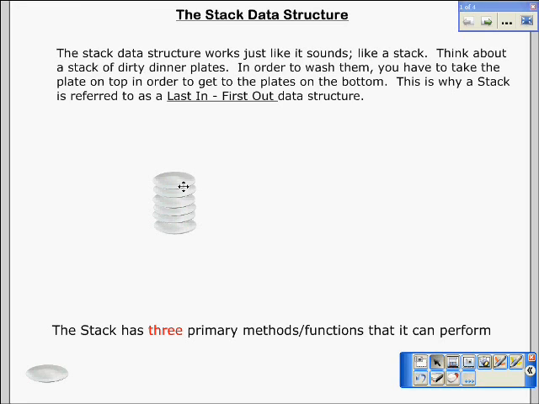For example, I may want to get to one of these plates down here, but in the stack data structure, I'd have to move one plate at a time in order to get to the plates I wanted. I'd take them and set them aside. This is why stack is referred to as a last in, first out data structure. The last object into the stack, or at the top of the stack, is always the object that we need to take first out, or remove first.